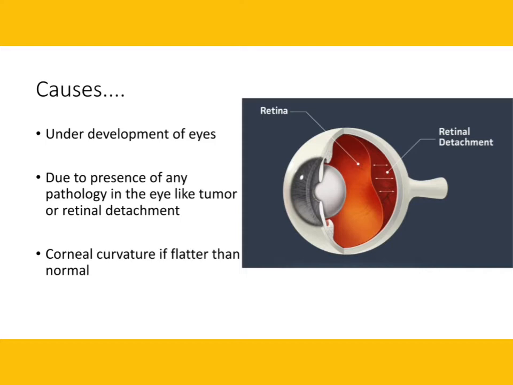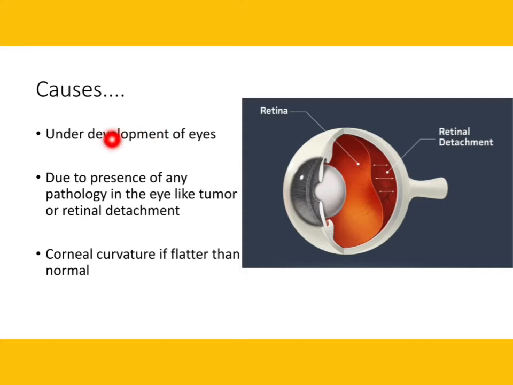As the child grows, the eyeball size also grows, and after reaching the normal limit, that is 24 millimeter, the child becomes emmetropic. If there is some underdevelopment of the eye, and the child's axial length becomes 23 and the growth stops, then it will produce some hypermetropia.